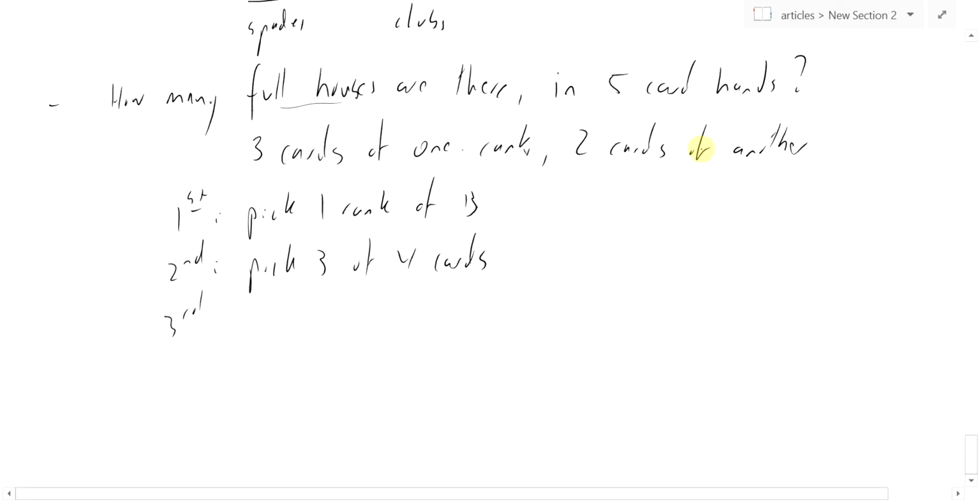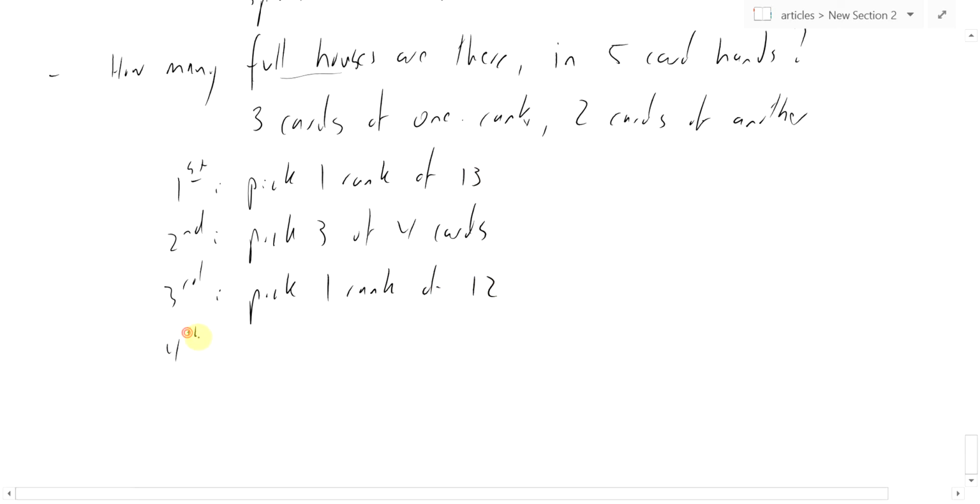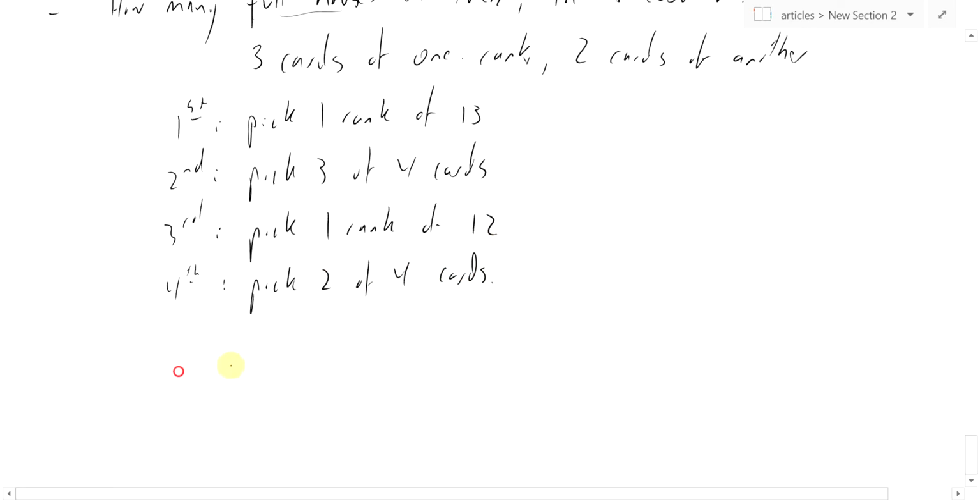What's the third step? Well, now we move on to the other one. I need to pick one rank of 12, because I already picked one of the ranks, and so we don't want to use that one again, so we're down to 12 of them. And then fourth, we need 2 cards of that particular rank, so we pick 2 of 4 cards. And these are all combinations. So first rank, 3 cards, and then you have to pick your second rank and pick 2 cards.